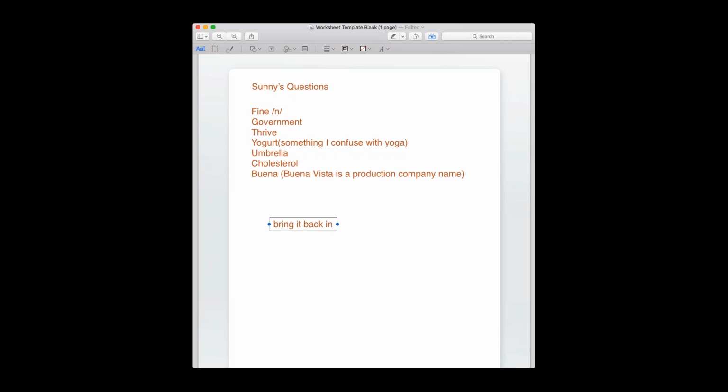Okay, so here's what I really want you to concentrate on. When you said bring it back in, you had dropped that K sound in back. So what you'll want to do is just link it. Bring it back in, back in. So think of that K as you're launching into that next one: back in. Back in. Bring it back in.